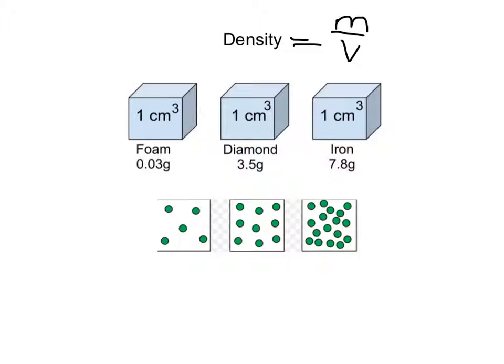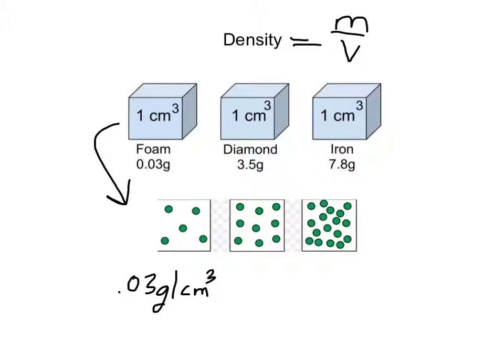So if I take 1 centimeter cubed of space out of any material in the world, I can tell how many grams of mass are going to be in it based on what it is. That's because density is a characteristic property. Let's say I have some foam. All the foam that's made of the same material would have a density of 0.03 grams per centimeter cubed. Every centimeter cubed of foam in the world has 0.03 grams stuffed into it.